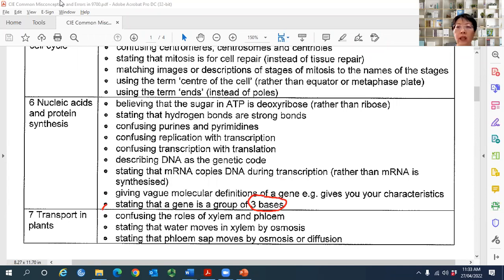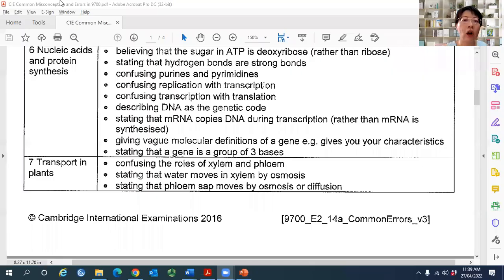Okay, now I'm going to look at common mistakes among students in exams for this chapter, transport in plants. Confusing the roles of xylem and phloem. This one I think you all won't be confused, right? Xylem is the name of a tissue that transports water and the dissolved mineral ions from the soil to the root to the stem to the leaf, right? Phloem is also the name of a tissue. So in plants, what you need to be careful of is that the name of a tissue and the name of a cell are different.